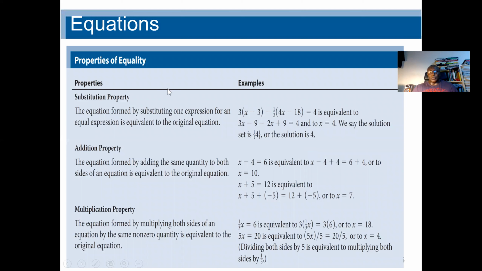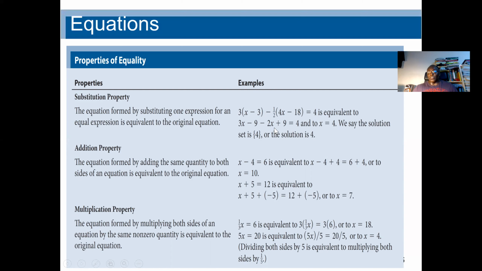So these are also the properties of equality, of equations. So for example, if I have 3 parenthesis x minus 3 minus half parenthesis 4x minus 18 equal to 4, we say it's equivalent to 3x minus 9. Why? Because 3 is multiplied by the items in the parentheses. So it will be 3 times x is 3x, 3 times 3 is 9, negative 9. Now, half will multiply everything inside the parentheses. So half times 4x will be 2x. Then half times 18 will be 9. But negative times negative will give me positive. And negative times positive will give me negative.